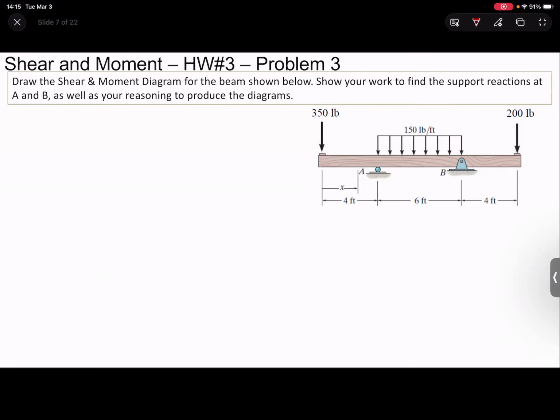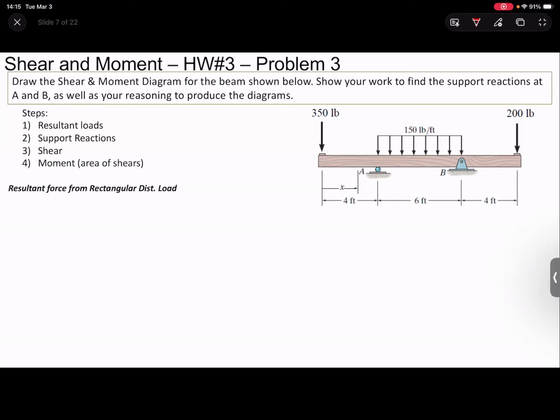All right, so the steps for this: we have external loads applied. We need to find the resultant loads at A and B. So the reaction forces, resultant load, support reactions, then we find shear, and then we find the moment. And remember, the moment is just the area of the shear curve.